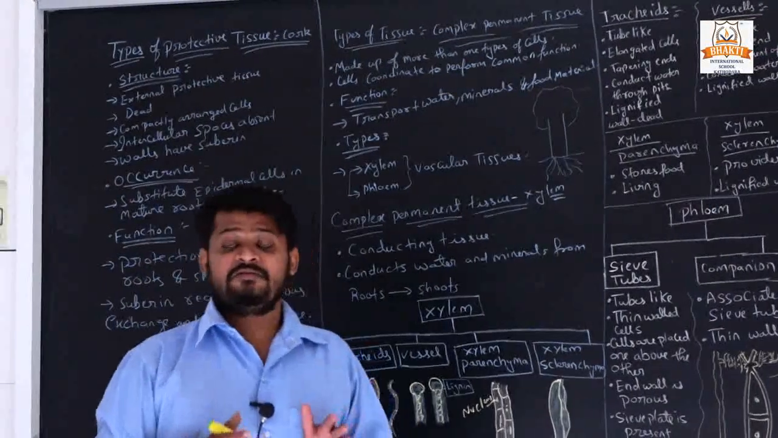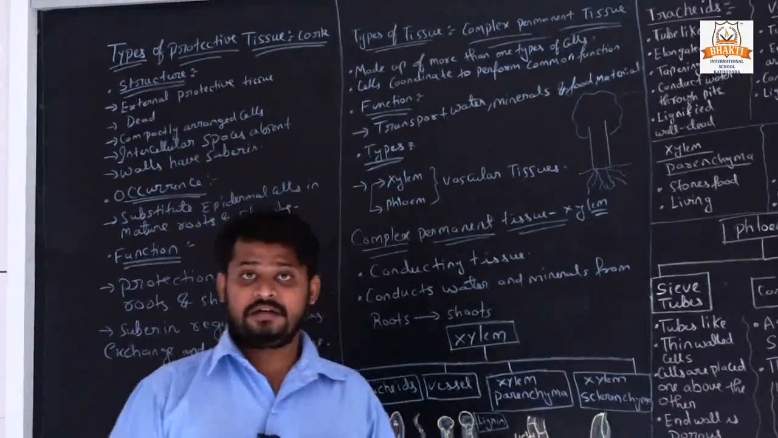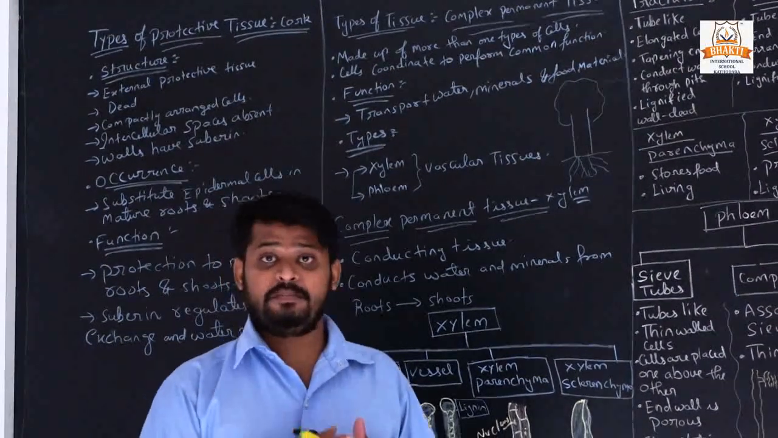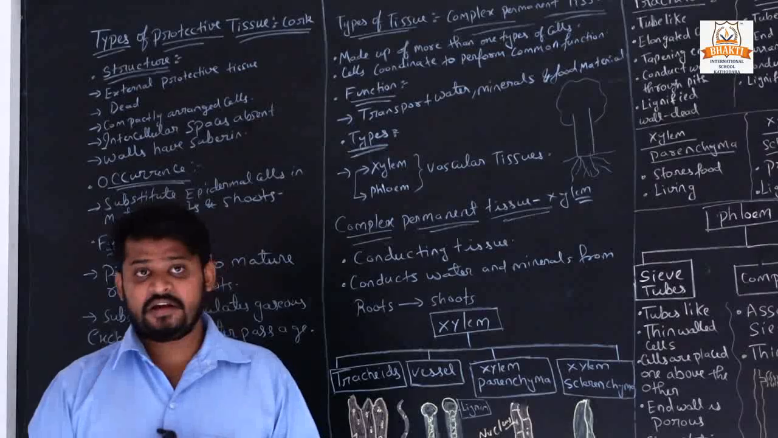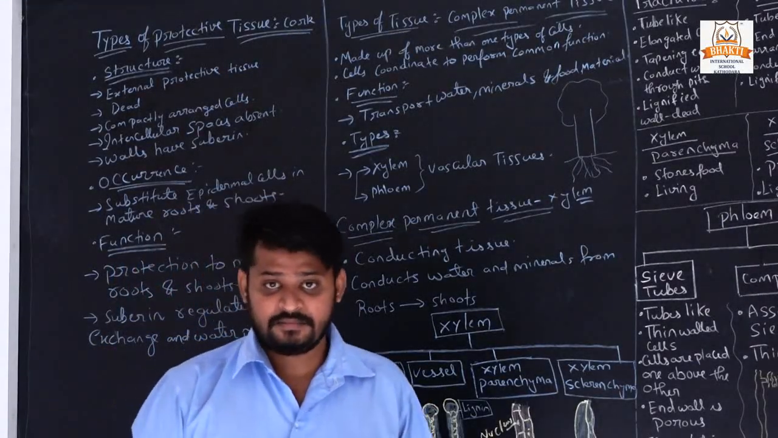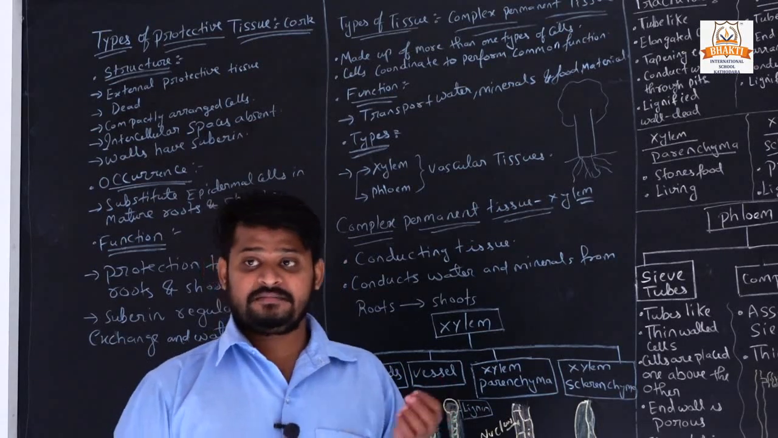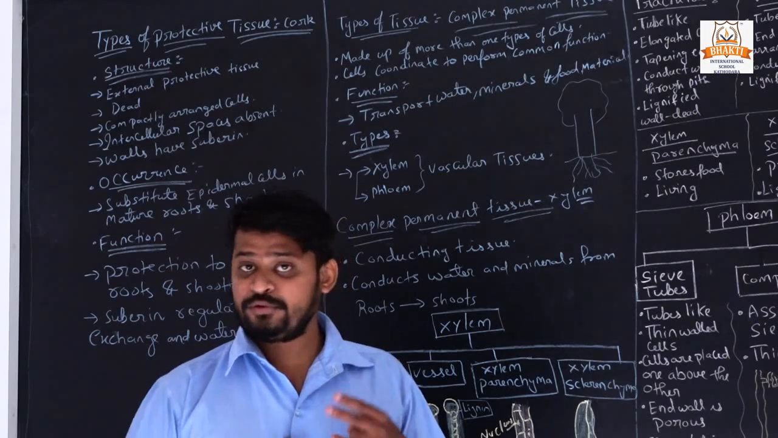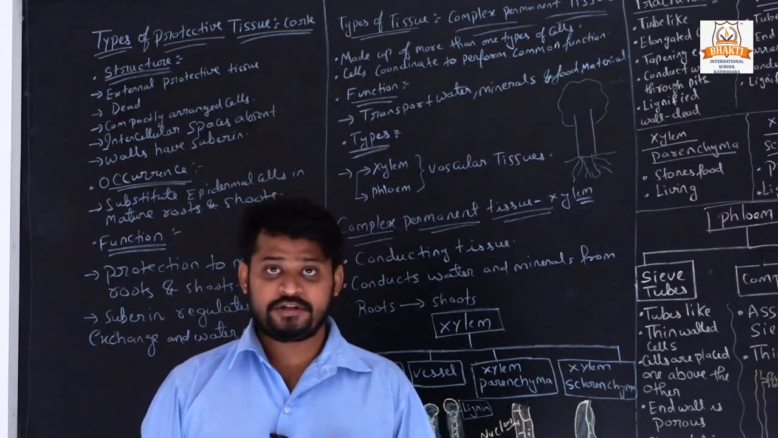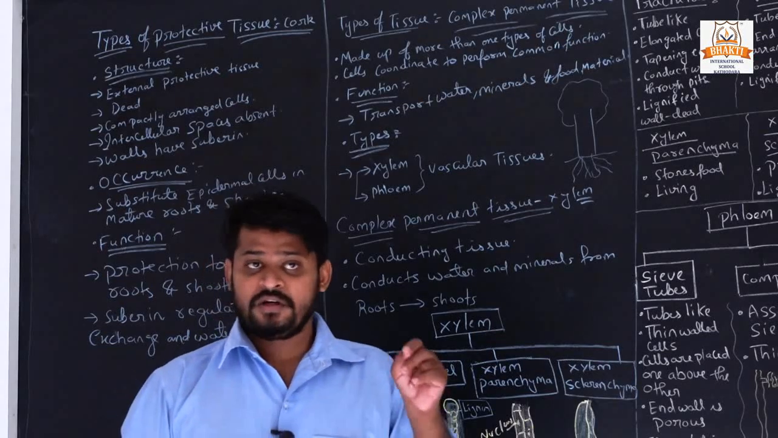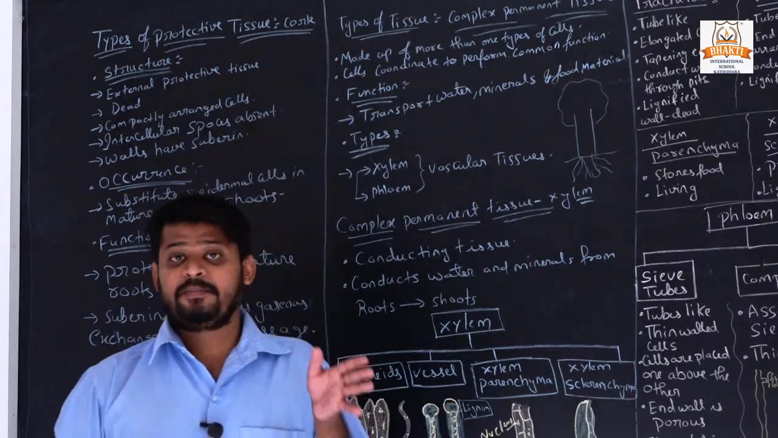In this we will cover the second type of permanent tissue, that is complex tissue. We already studied meristematic tissue. Plant tissue has two types, meristematic tissue and permanent tissue. Meristematic tissue we already covered in our previous video, and we are continuing with permanent tissue.